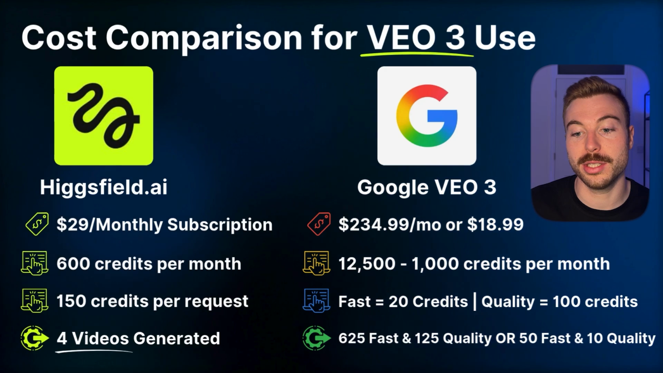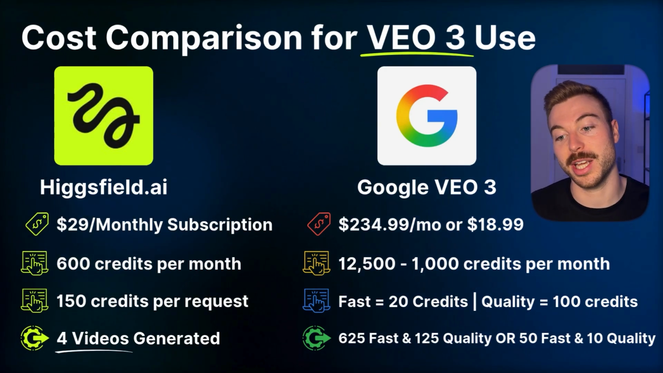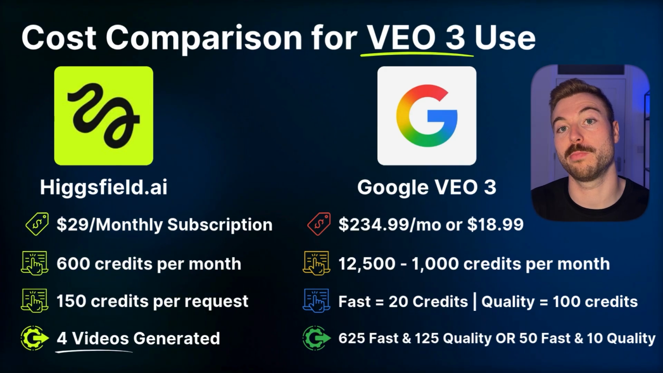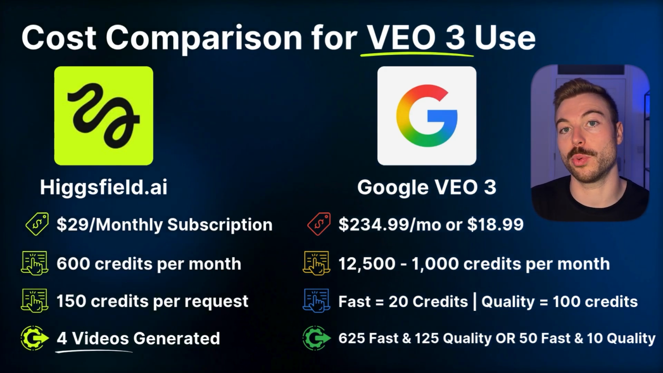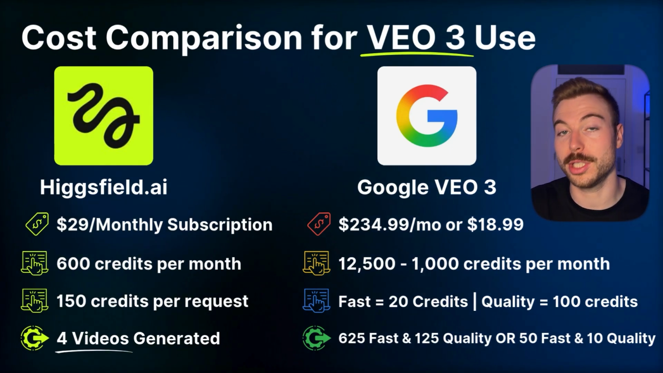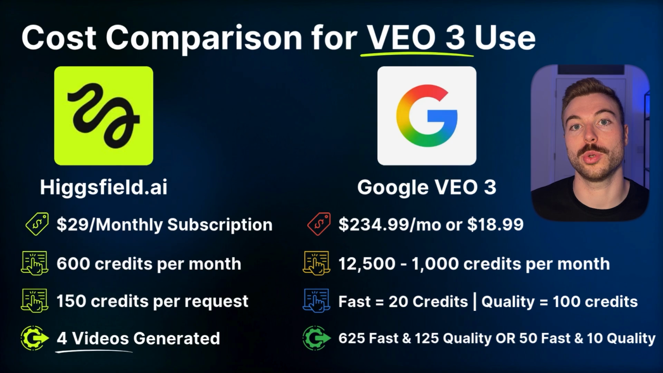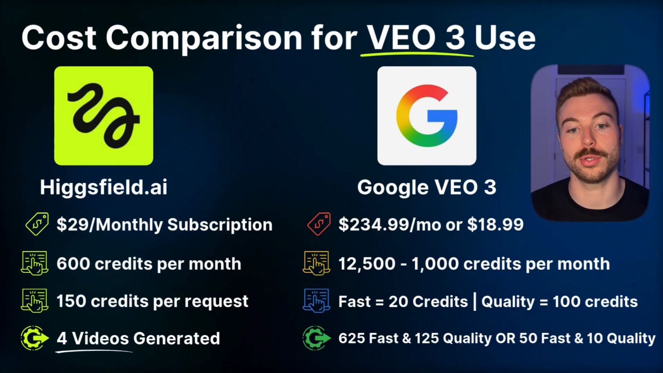So what this means is if you're using that $20 per month subscription, you're going to get between 10 to 50 outputs per month, using that mix between quality and fast for the outputs that you want. Or if you upgrade to that $240 per month subscription, you're going to be able to get around 625 fast creations or around 125 quality. So much, much more than just using Higgsfield AI.